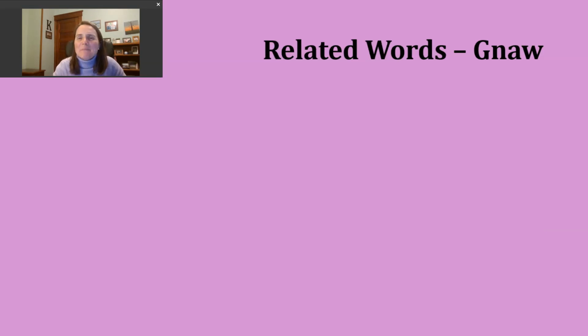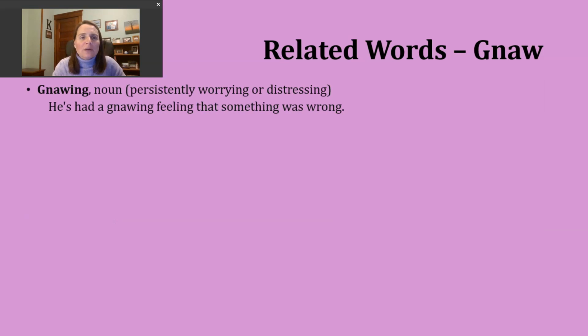Now, let's spend a moment looking at some words that are related to our verb gnaw. And the first word we're going to discuss today is actually an adjective. I have a typo. I do this frequently. I'm sorry. But gnawing can be an adjective. We've already discussed it as the present progressive or progressive form of our verb.